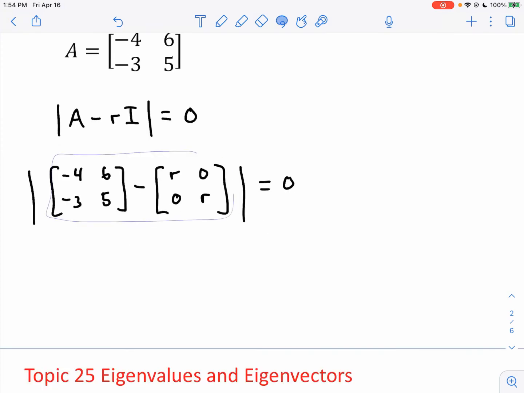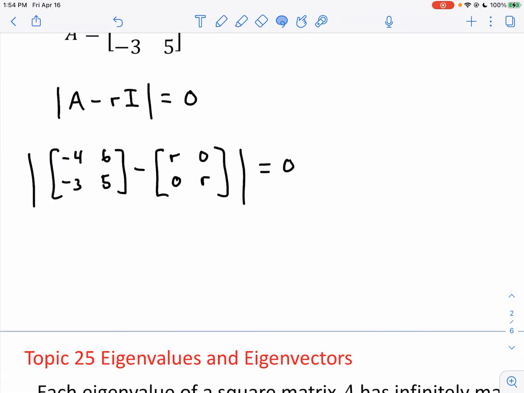Well, to subtract these, all you have to do now is subtract component-wise. Two matrices can be subtracted component-wise. And I'm going to, instead of putting brackets on my matrix, just put the determinant notation. So it looks like absolute value bars, and then we do -4 minus r, that's the top left position. 6 minus 0 is the top right position. Bottom left position is -3 minus 0, so just -3. And then the bottom right position will be 5 minus r.